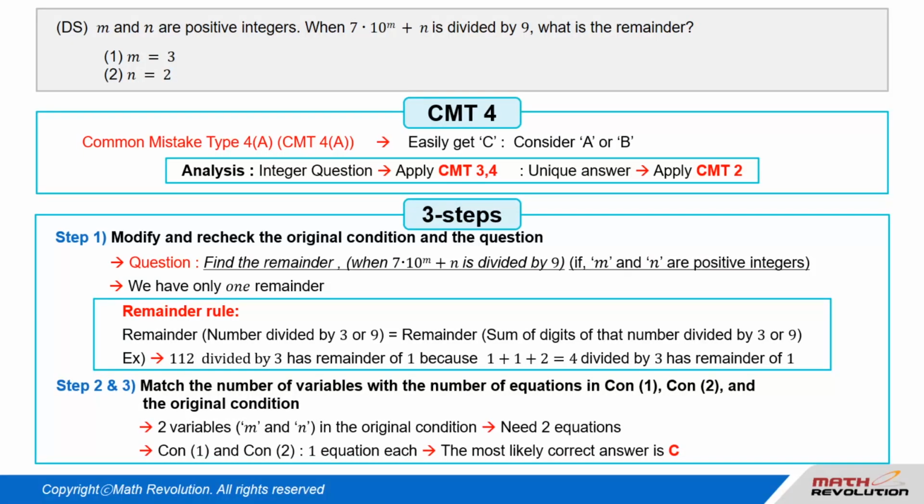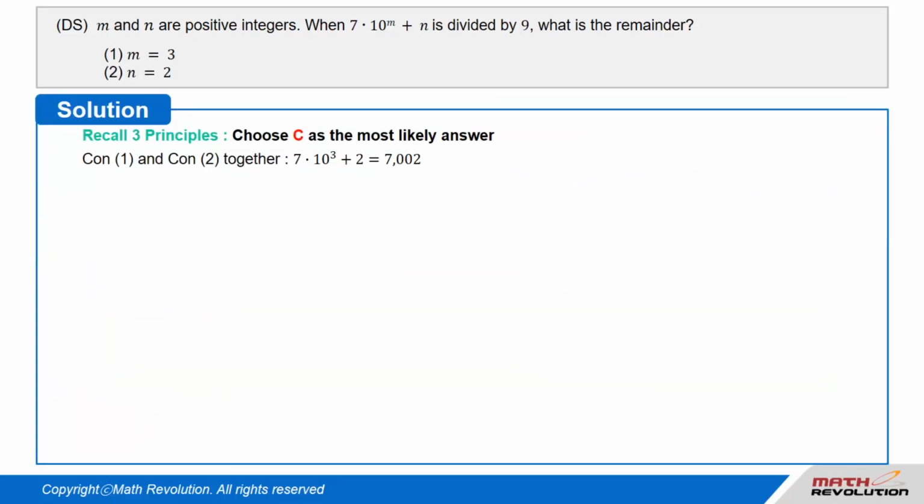Follow the second and third steps. From the original condition, we have 2 variables, m and n. To match the number of variables with the number of equations, we need 2 equations. Since conditions 1 and 2 will provide 1 equation each, C would most likely be the answer. Recall 3 principles. Choose C as the most likely answer.